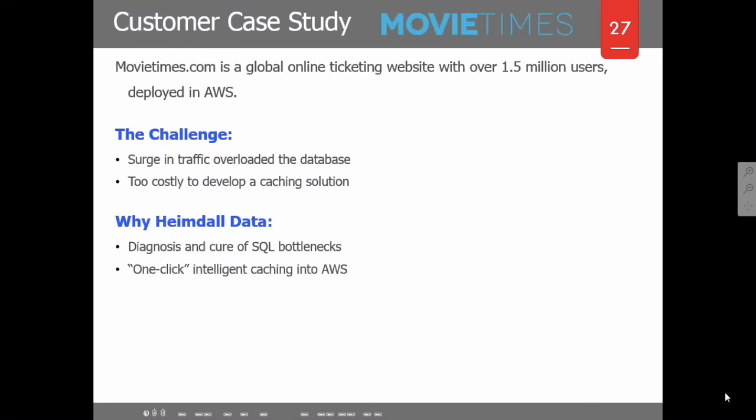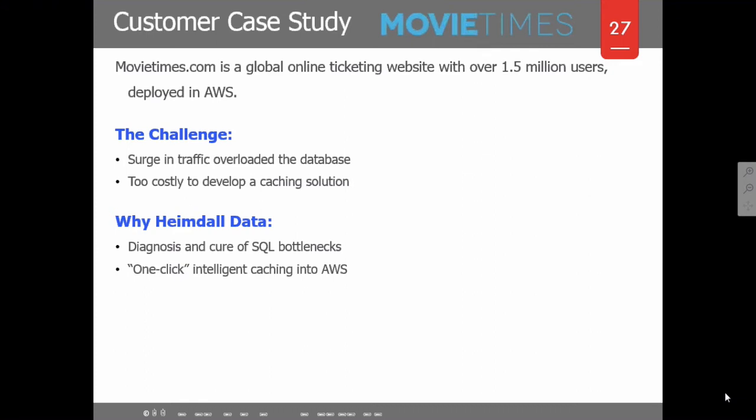So as a customer case study, as an example on how you can apply Heimdall, is movietimes.com. They are a global online ticketing website with over 1.5 million users, and their entire architecture is deployed on Amazon Web Services. Now, the challenge they have is a surge in traffic, which is a good challenge that many companies are facing. Your web property, your application, you don't know how to scale it, and if it's being successful, you have this scale up problem. So they're having a surge in traffic that's overloading the database, and it was too costly and takes too much time to develop a caching solution with their web property right now as it's running.